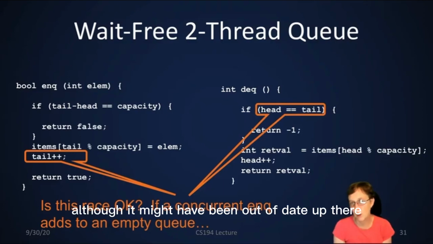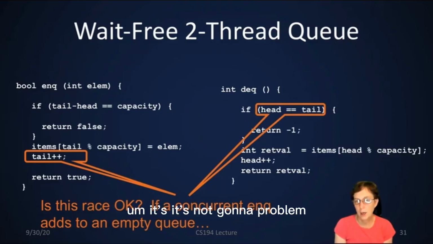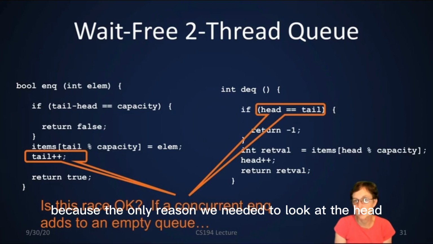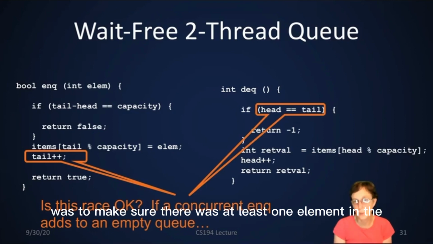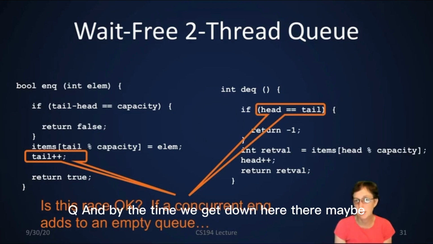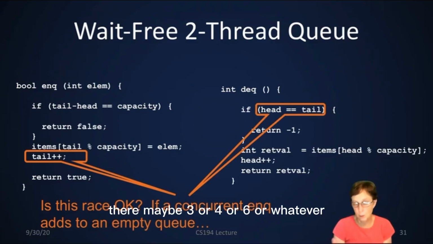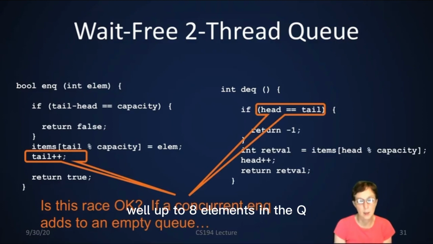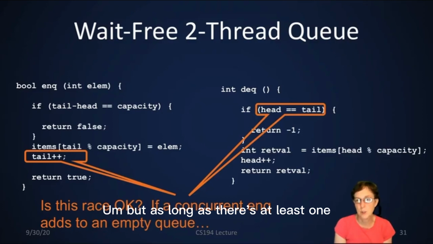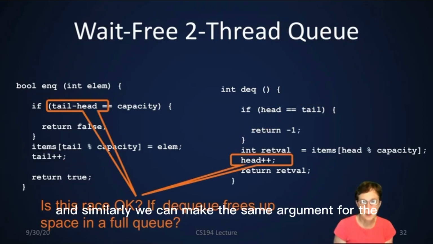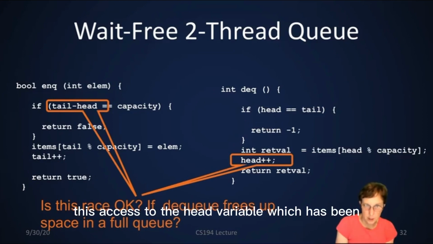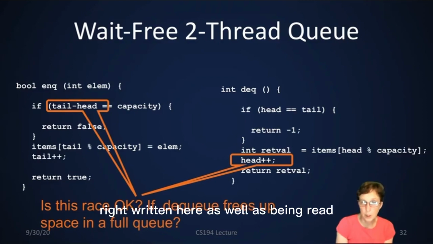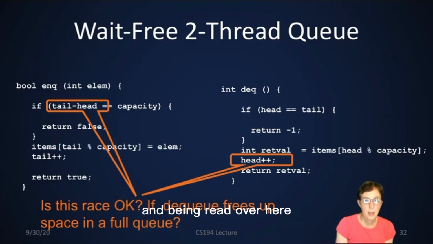And the value that we read, although it might have been out of date up there, is not a problem because the only reason we needed to look at the head was to make sure there was at least one element in the queue. And by the time we get down here, there may be 3 or 4 or 6 or whatever, up to 8 elements in the queue, but as long as there's at least one, we're fine in executing this code, and that's all we were checking. And similarly, we can make the same argument for this access to the head variable, which is being written here as well as being read over here.